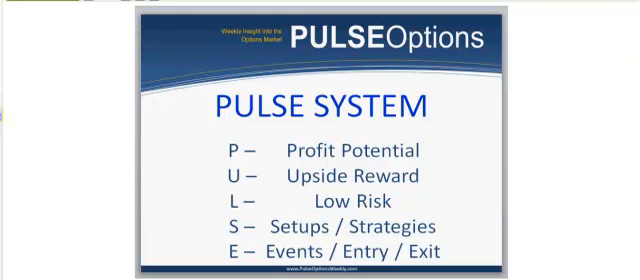And so my pulse system is an acrostic, often confused as an acronym. An acrostic is an acronym on steroids. Each letter represents something. I use it as a mnemonic, which is a memory tool, because I like to teach you how to do this on your own. I can do this for you, but I like to teach you this on your own. P, profit potential. U, upside reward. L, low risk. S is setups and strategies. And E is events, entry, and exit.